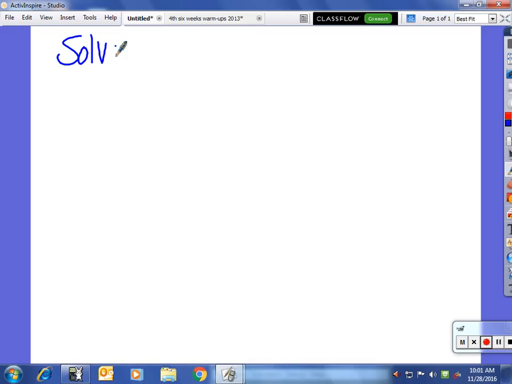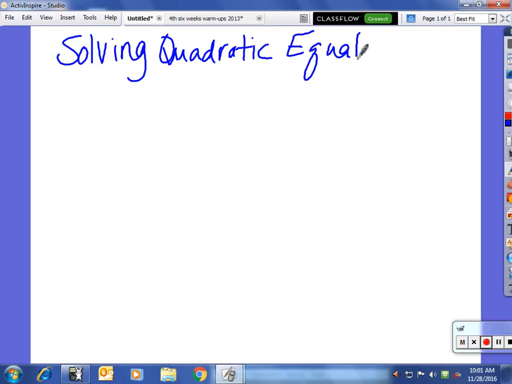Today we are solving quadratic equations. And guess what we're going to use to solve them? Factoring. This is what all that practice has been leading up to. And you are going to learn how to do this in your calculator as well.